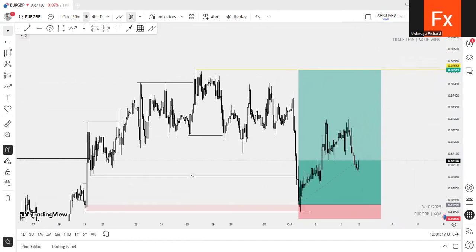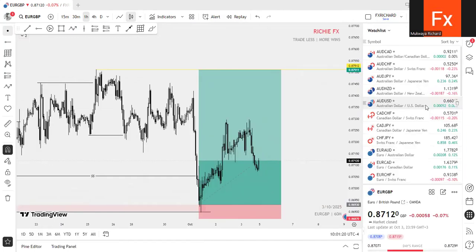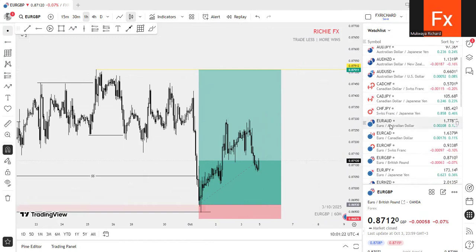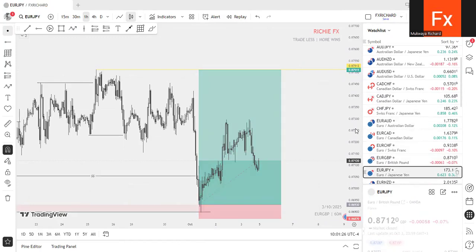Then I also had another trade on Euro. Was it Euro JPY? Yes, Euro JPY.